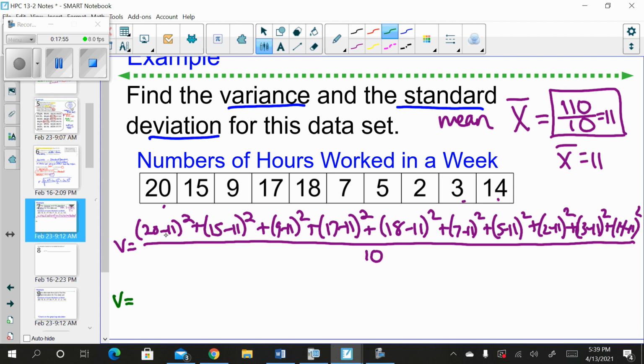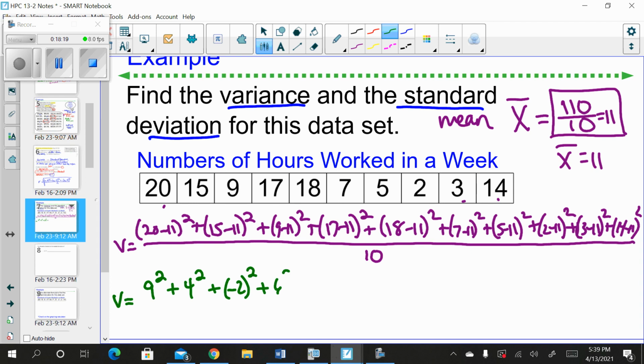So the score of 20 hours is 9 above average, so positive 9. The next one was 15, that's 4 above average. The next one was only 9 hours. 9 minus 11 is negative 2, so that was 2 below average. But I'm going to square it so I'm not just canceling out by having positives. It's still part of, on average, how far does it differ? So we need to account for all of that.